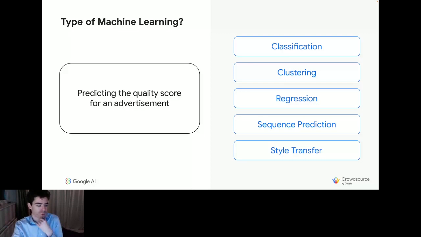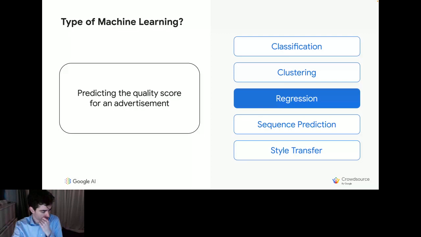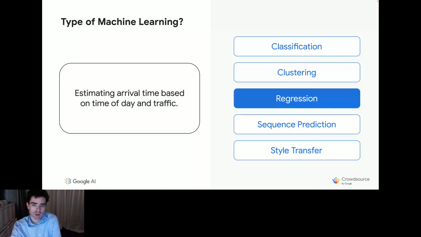We're going to go for regression on this one. The output of the machine learning system is a continuous numerical score. Yeah, that makes sense actually, because of that continuous output. It makes sense for it to be regression. Oh, it's already given me this one.